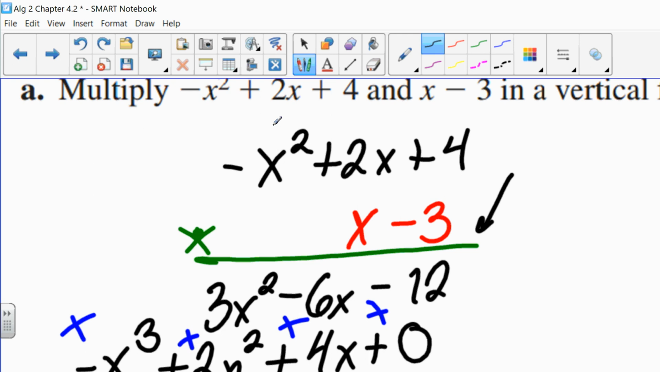So if we add these together, negative 12 plus 0 is negative 12. Negative 6x plus 4x is negative 2x. Negative 3x squared plus 2x squared is negative x squared. And then we have negative x cubed. And that's our answer. Any questions on this here? What do we think for this here vertically? Not too bad.